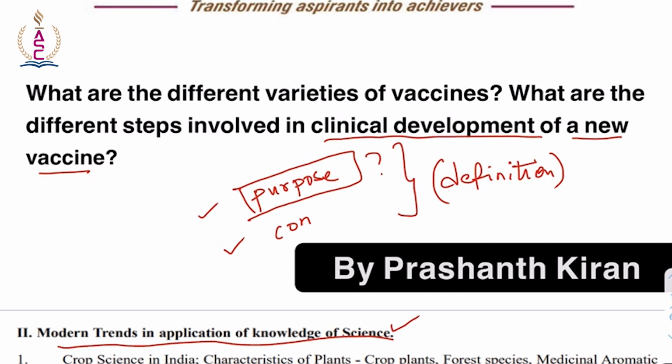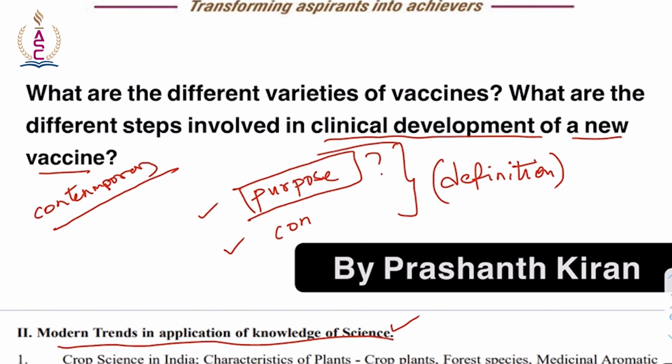Now if you have to write another introduction, it can be related to contemporary application. For example, what are the different types of vaccines and what are the different steps involved? For this, an introduction can be written on something like COVID-19. Because of COVID-19, so much of the focus has been on vaccines. So such a context can also be brought in.